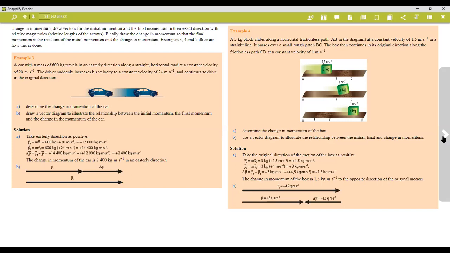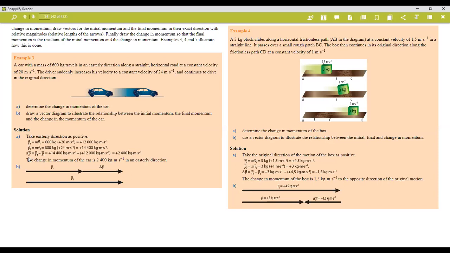Okay, so now we're going to take the easterly direction as positive. So it's always best, the given direction is the one that we always take as positive. So the initial momentum is going to give us 12,000, and the final momentum is going to be 14,400. So why are we able to look for all of these? Because we've got the mass. It's still the same mass because it's still the same car. The only thing that has changed is the velocity.